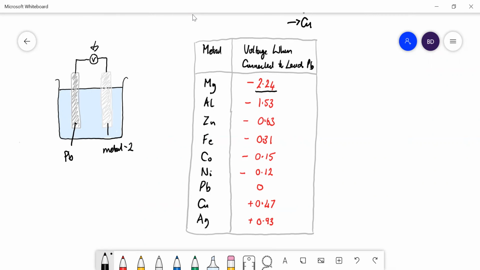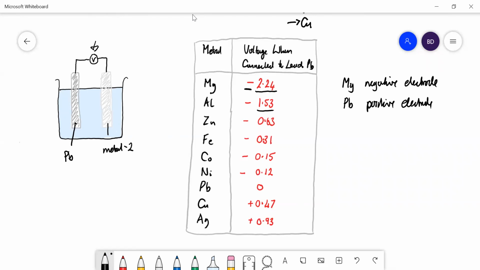So it's very good at giving away electrons, and you'd find that it's got a negative sign there. That negative means that the magnesium is giving away the electrons. So in this case, the magnesium is the negative electrode, and the lead, Pb, is the positive electrode, because that's taking the electrons in. Now swap the magnesium for a piece of aluminium, and stick with the lead as the first metal. You don't get quite such a big voltage, only 1.53 volts that time.